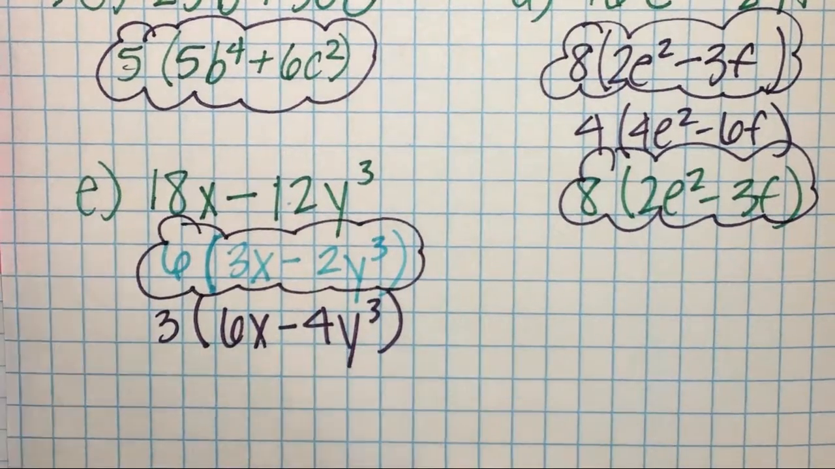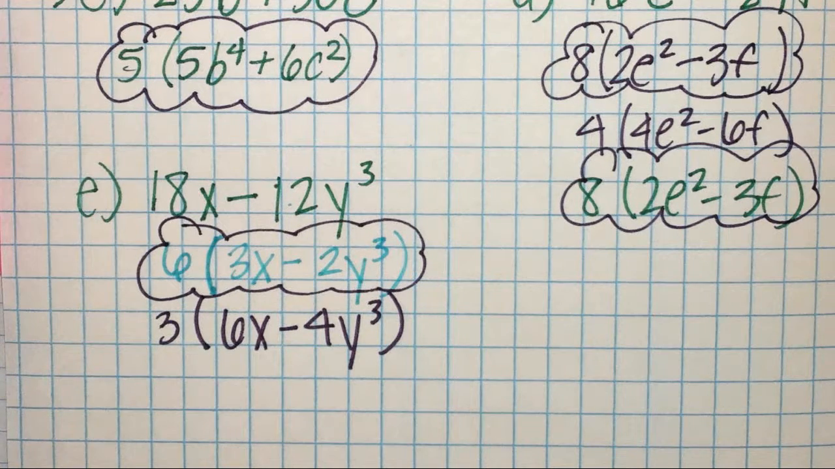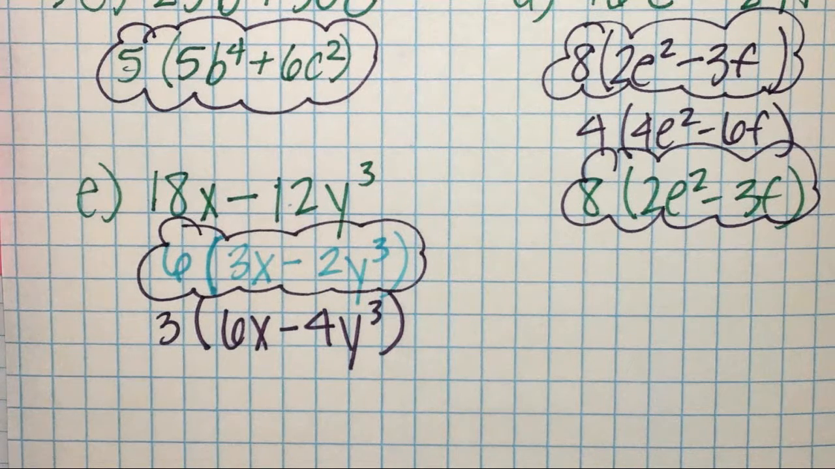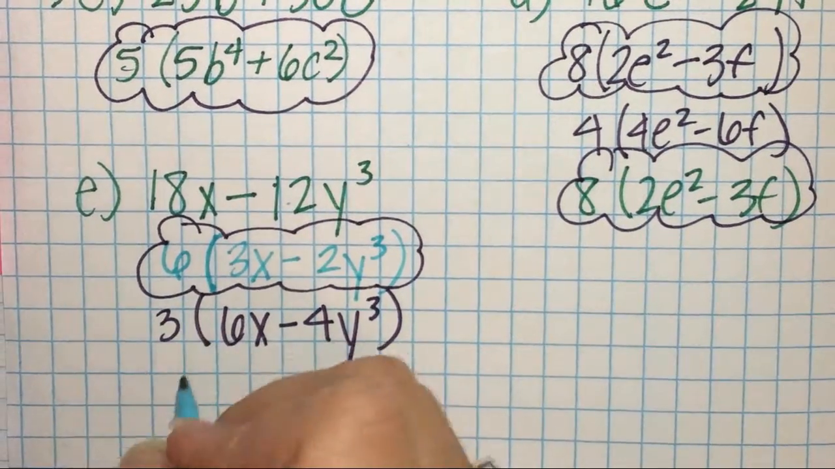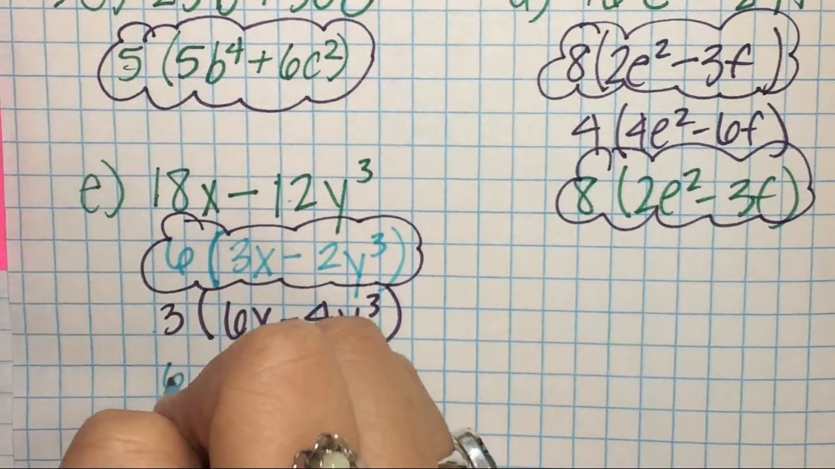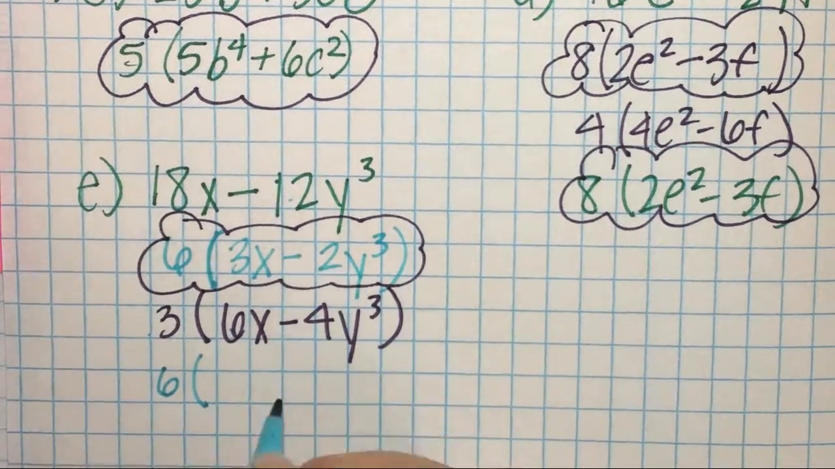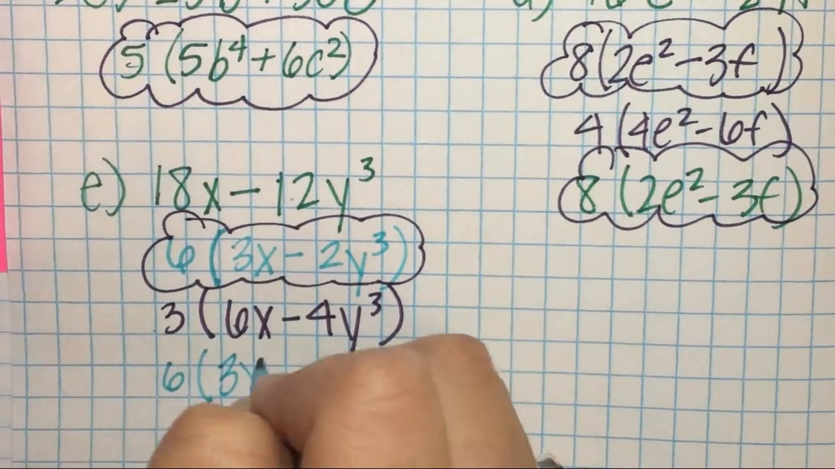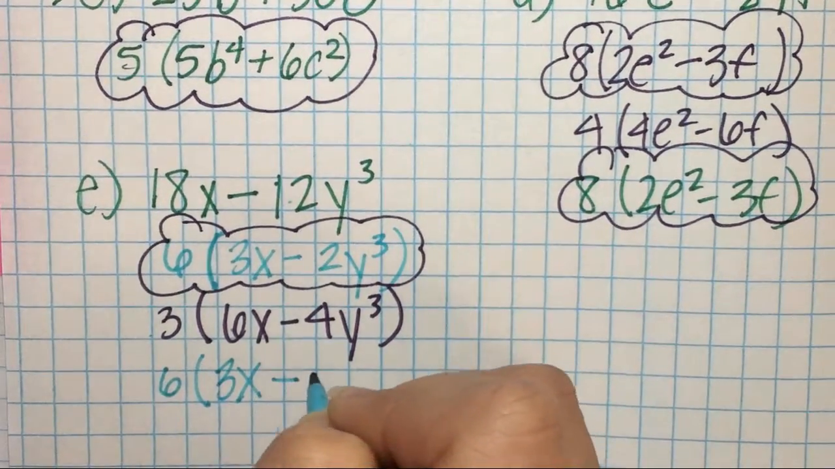So do 6 and 4 have something in common? Yeah. What? I don't know. You don't know what number goes into both 6 and 4? 2. Look at you go. And what's 3 times 2? 6. Okay. And what's 6 divided by 2? 3. And what's 4 divided by 2? 2.